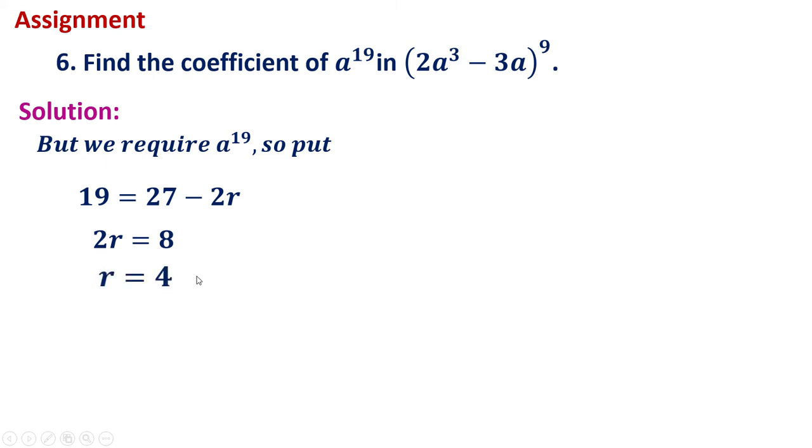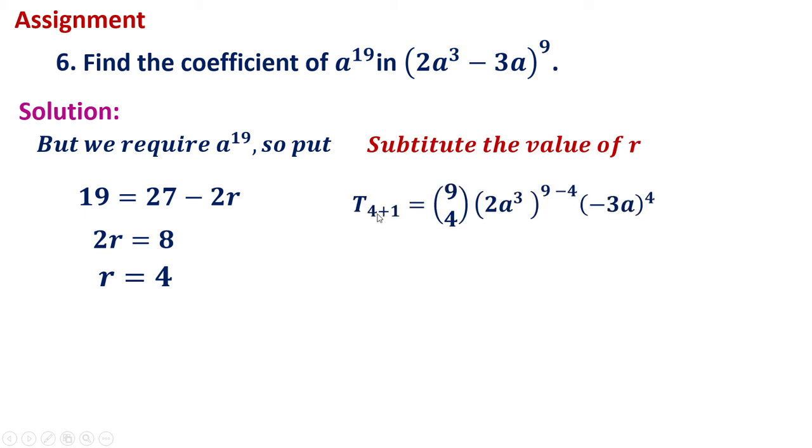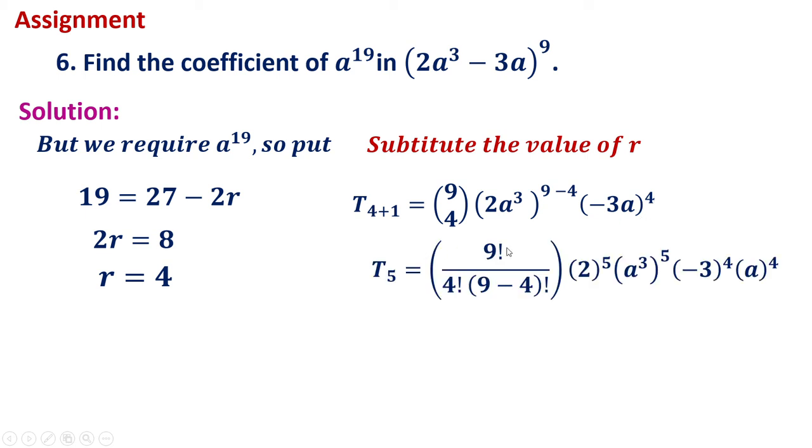And then next, we substitute the value of r. So, 4 plus 1, 9 and 4, (2a cubed) raised to 9 minus 4, quantity negative 3a raised to the 4th. So, let's check the combination. So, 9 factorial over 4 factorial, quantity 9 minus 4 factorial. So, 2 to the fifth, a cubed to the fifth, minus 3 raised to the 4th, and then a raised to the 4th.